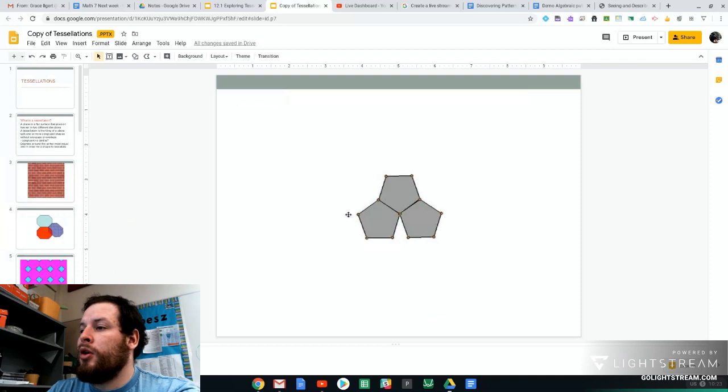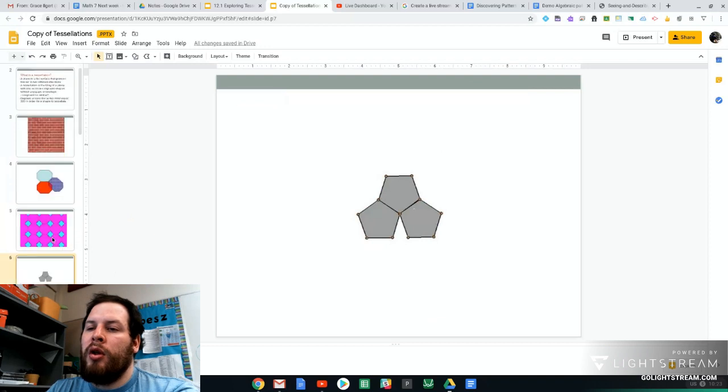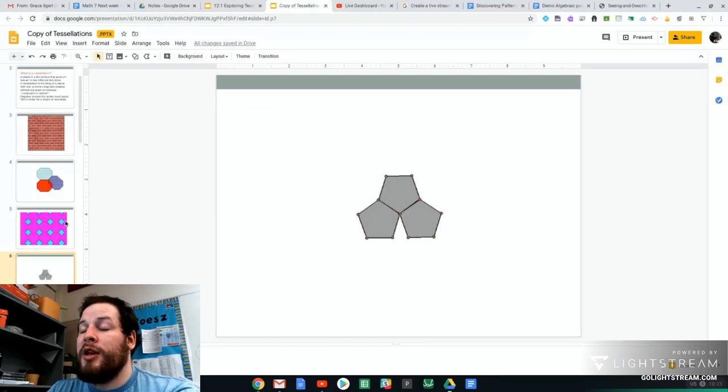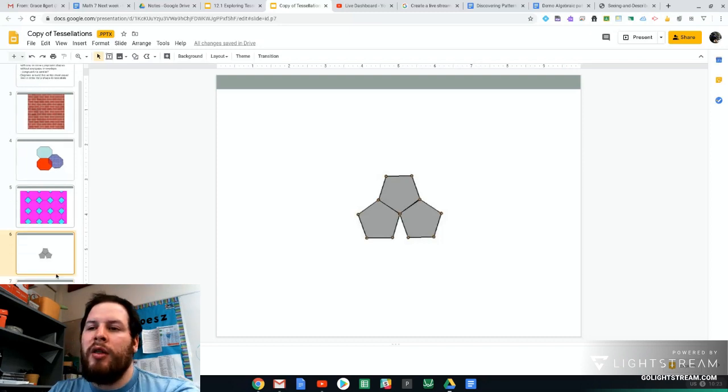We look at a pentagon. Pentagons cannot tessellate the plane. As we look at this, we see that there's a gap here. We don't want any gaps, right? You can't fit another same size congruent pentagon in that gap, so we're not going to be able to tessellate this shape. There are three main types of tessellations we're going to look at.